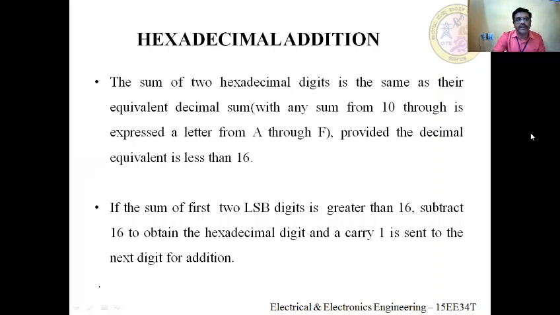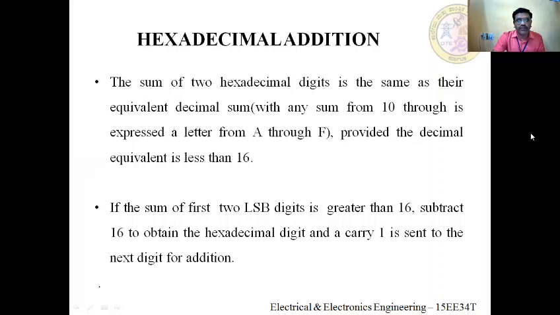So here, in a simple way, we can say, if the sum of two hexadecimal digits is less than 16, we write the hexadecimal equivalent of that sum. But in hexadecimal number system, we express the digits from 10 to 15 as A through F. Suppose the sum of first two LSB digits is greater than 16, subtract 16 to obtain the hexadecimal digit, and a carry 1 is sent to the next digit for addition.